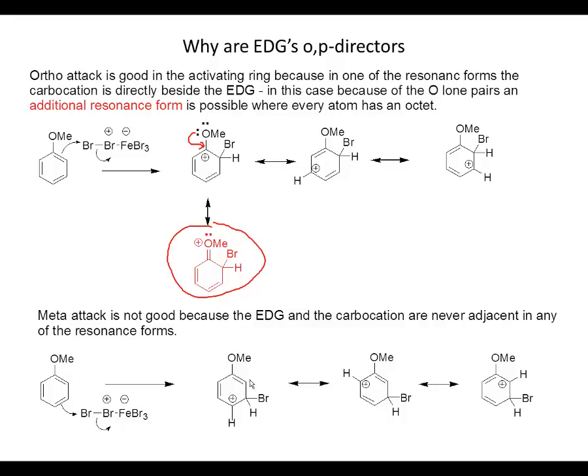Attack at the meta position, what we find here is that when we draw the standard allylic resonance structures for carbocations, we totally bypass the methoxy group. In no case is the positive charge ever right here at this position. It completely bypasses that in all the resonance forms. So when you attack the meta position, you don't get this excellent stabilization of the carbocation that you get when you attack the ortho position.